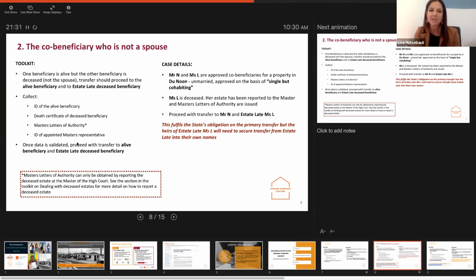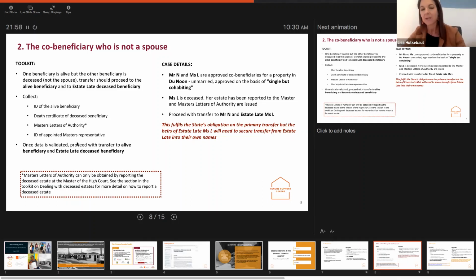So the case details that I've outlined here on this particular case, I've amended a little bit to fit the specific scenario. I just want to show you what actually happened in this case. So we had those two approved beneficiaries on the basis of single but cohabiting, and in actual fact, both of them are deceased. And it's an existing client of the TSC.